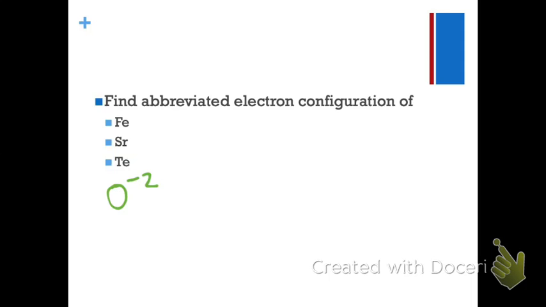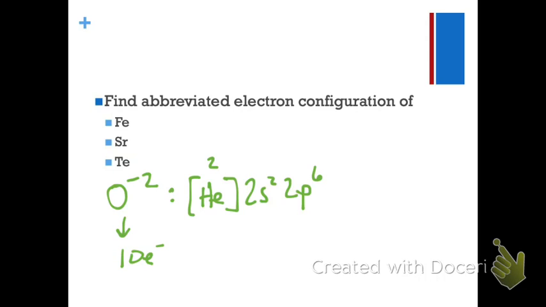So if I've got 2 extra electrons, now instead of looking exactly like oxygen, what does it really look like? It really looks like neon. It doesn't behave like neon because its protons are not adjusting, but its electron configuration would look similar to that of neutral neon. So if I was doing O minus 2 and abbreviating it, that's kind of silly, but helium plus 2s2 2p6. O minus 2 would have 10 electrons, and this is 2 plus 6, which is 10 electrons.